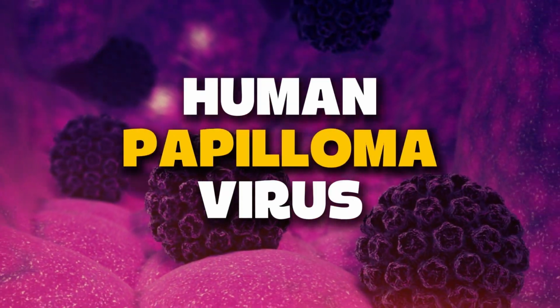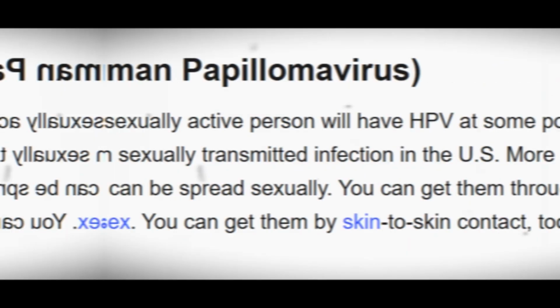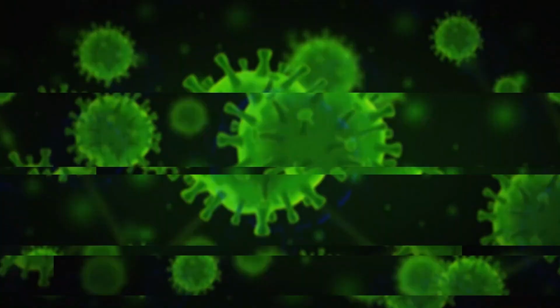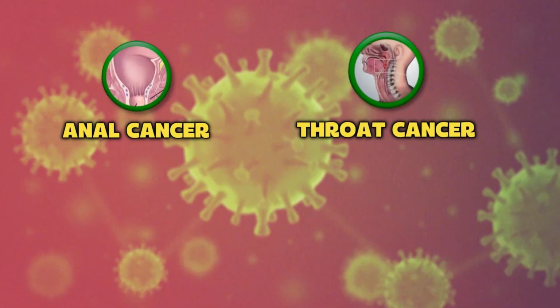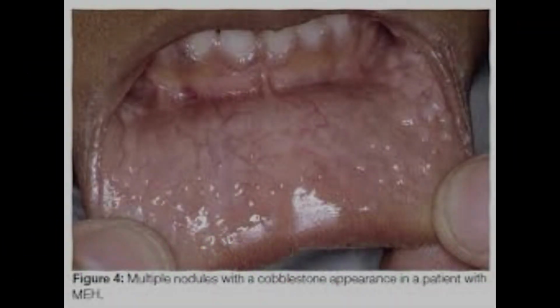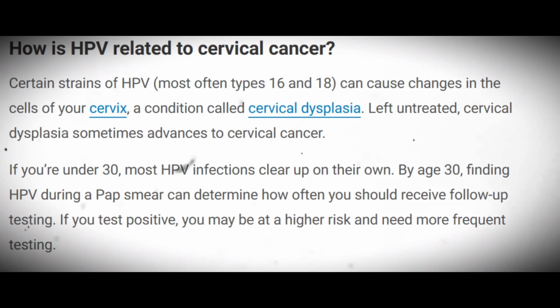Human papillomavirus. Around 80 million Americans are currently infected with a type of human papillomavirus. It is the most common sexually transmitted infection. This virus can cause various types of cancers, like anal cancer, throat cancer, vulvar cancer, or penile cancer. It can cause life-threatening conditions. Although it is a very common type of virus, it encompasses over 200 related viruses.